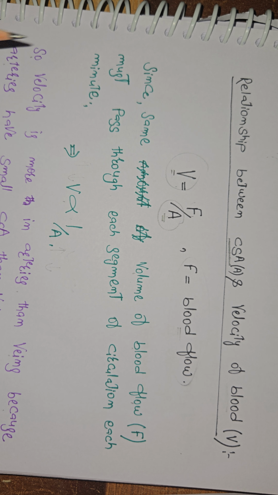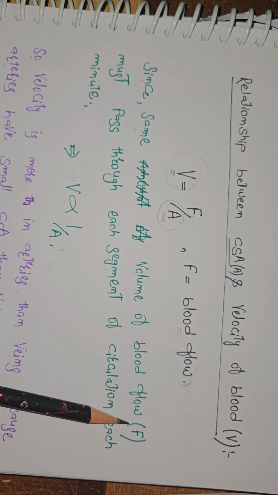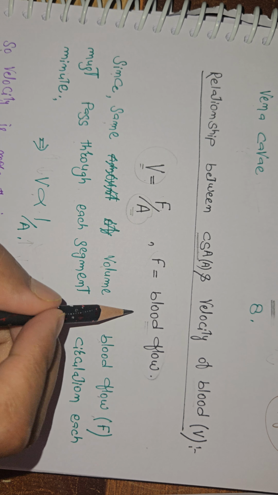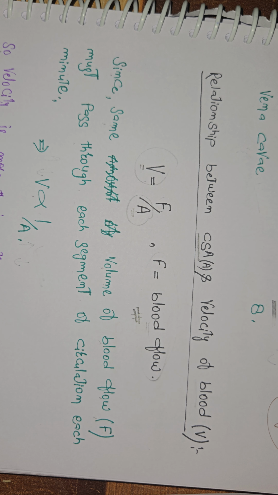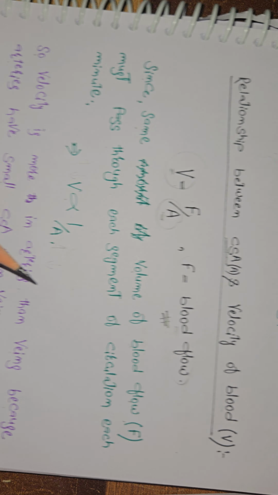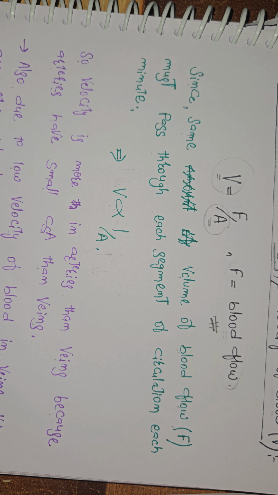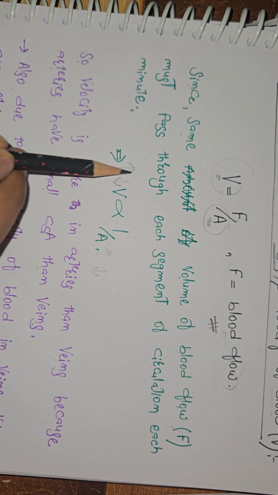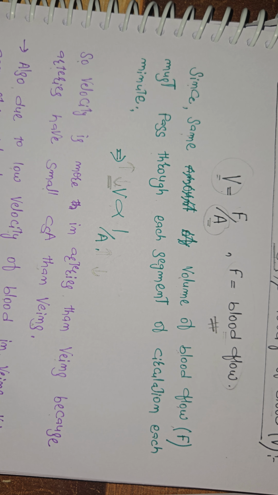You have to remember one point. Since the same volume of blood flow must pass through each segment of the circulation each minute, this F is always constant under normal circumstances. So if F is constant, V is inversely proportional to A, which implies if A is more, V is less, and if A is less, V is more. What is V? Velocity of blood in a particular vessel. A is the cross-sectional area of that particular vessel.